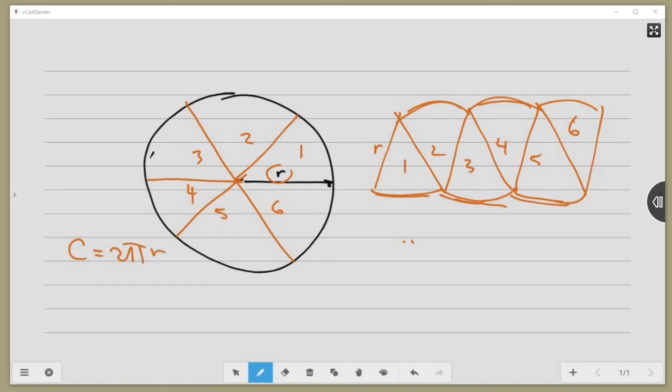I derived that for you. But I hope you understand that this crust plus this crust plus this crust is only half of the circle. The crust goes all the way around, but this is the crust for 1, this is the crust for 3, and this is the crust for 5. If you put those together, it's half of the crust. So I'm going to take half of this distance: the crust divided by 2. So half the crust is equal to pi r. And so now I know what this distance is: pi times r.